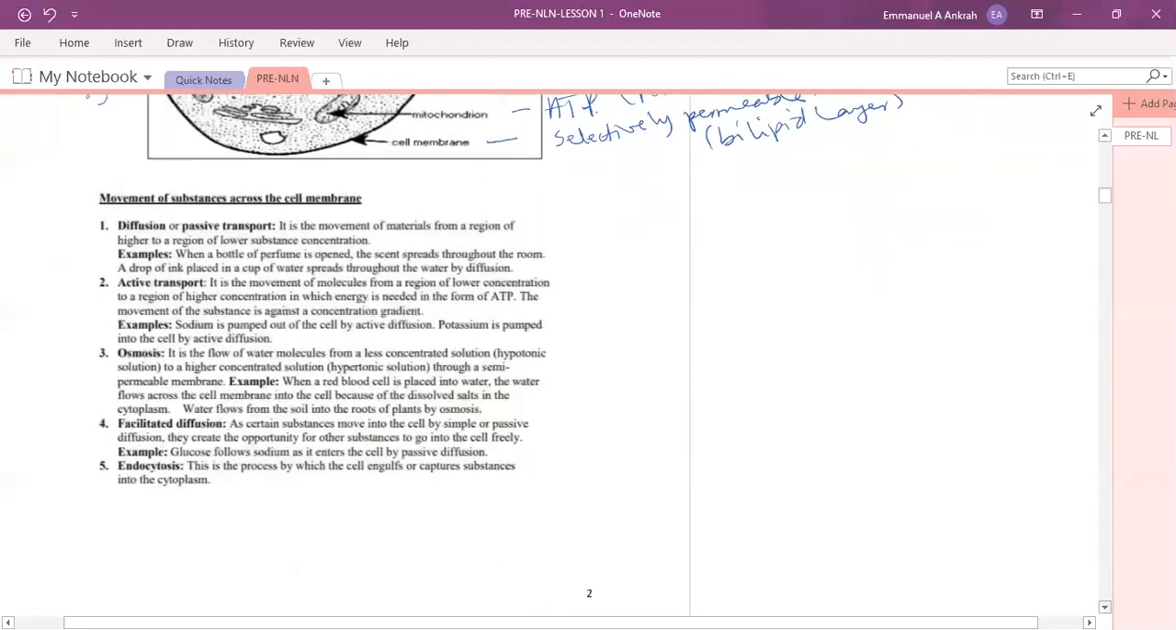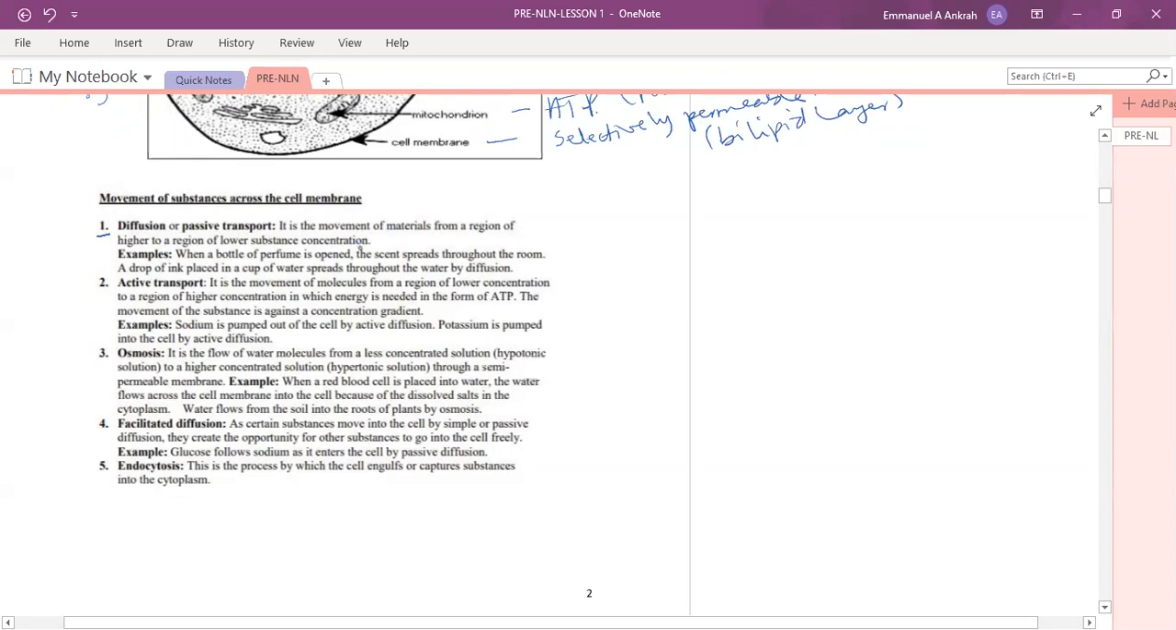All right. So the next one I want to look at is movement of substances across the cell membrane. Okay. And there are 5 main ones that I want to discuss. The first one is diffusion. Okay. So what is diffusion? Now, diffusion, or what we call passive transport, is a movement of materials from a region of higher to a region of lower concentration. So the substance moves from higher to a lower concentration, right?